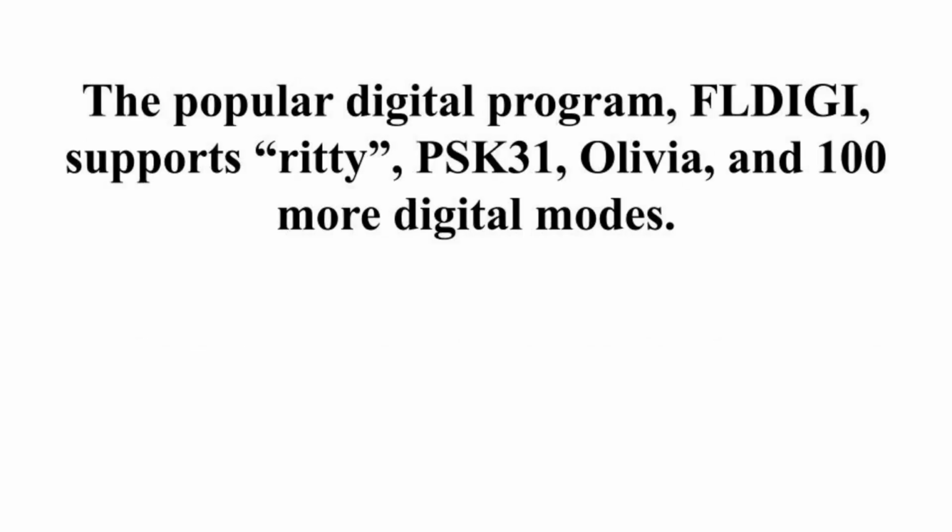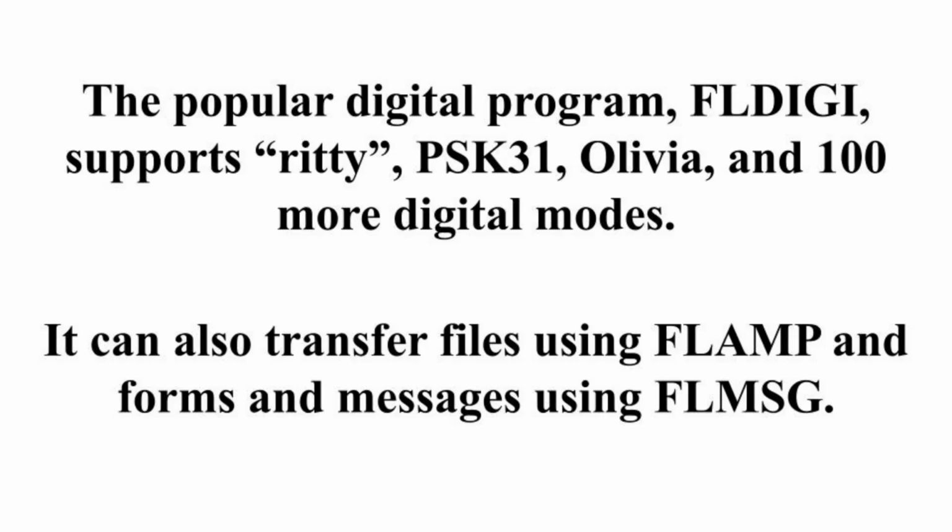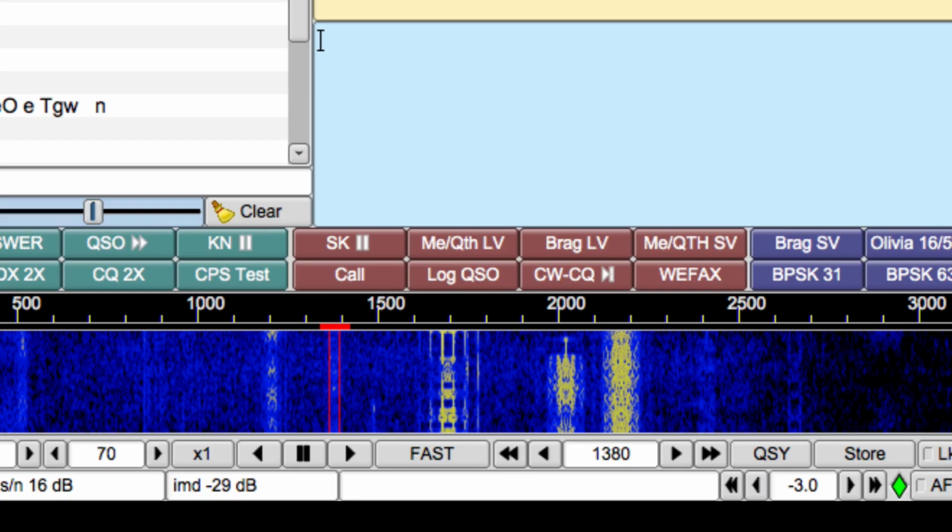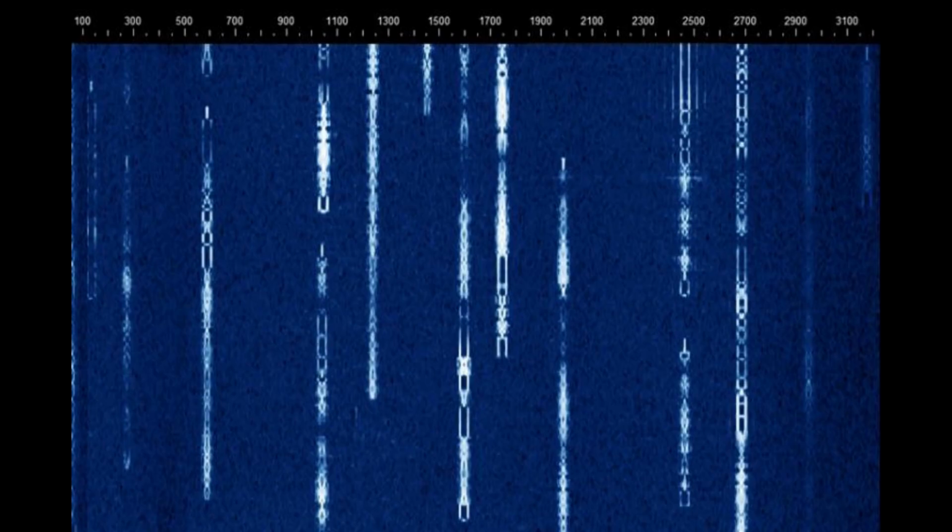The popular digital program FLDigi supports RTTY, PSK31, Olivia, and 100 more digital modes. It can also transfer files using FLAMP and forms and messages using FLMessage. This screen shows a waterfall display 3.5 kHz wide, the same space a single sideband transmission takes up. Note how many digital signals are in the same space one single sideband transmission would take. Digital signals can pack more conversations into a small amount of radio spectrum and be decoded under conditions where voice communication would not be possible.